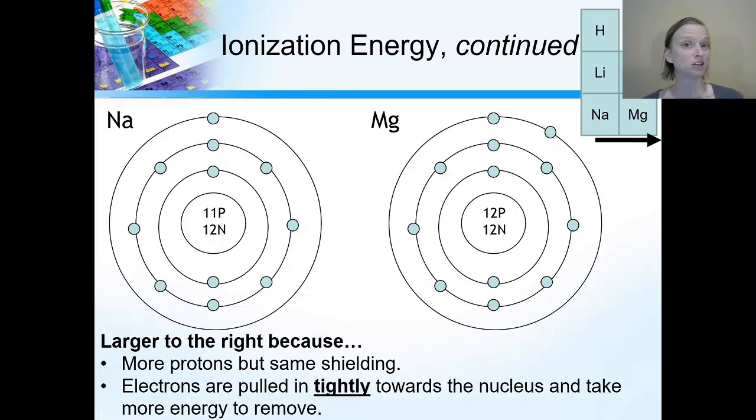Why is there more ionization energy as you move to the right? Because there are more protons, but the same amount of shielding. Electrons are pulled in more tightly towards the nucleus and therefore take more energy to remove them.